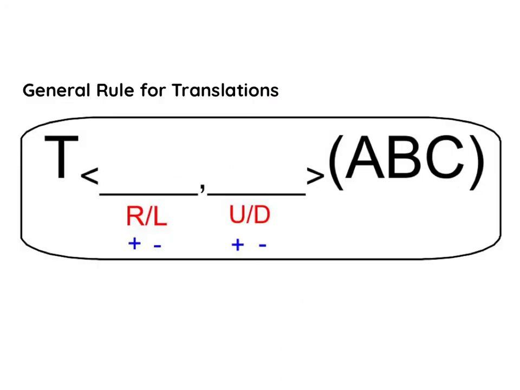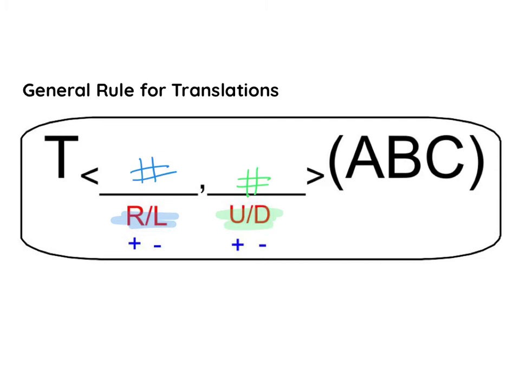In general, the rule for translations, this is something you should write down, is a capital T. You have those brackets. The first number is telling you right or left. If it's positive, we're going to the right. If it's negative, we're going to the left. The second number is telling you up or down. If it's positive, you're going up. If it's negative, you're going down.